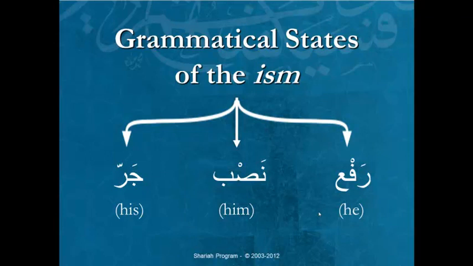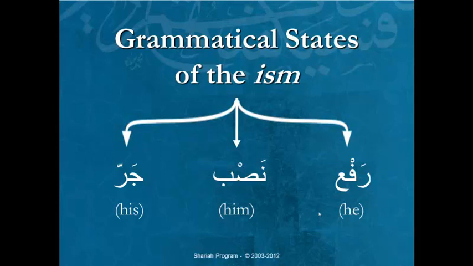So if you know the difference between those 3 variations of the English pronoun, then that will take you 60-70% of the way towards understanding exactly what Rafa, Nasab, and Jar are. Okay, so why do they have three in English? The reason is because the pronoun could be used in different ways. He, him, and his all mean the same thing. They're all referring to one male in the third person. So when you're speaking about a male in the third person, sometimes you say he, sometimes you say him, and sometimes you say his.